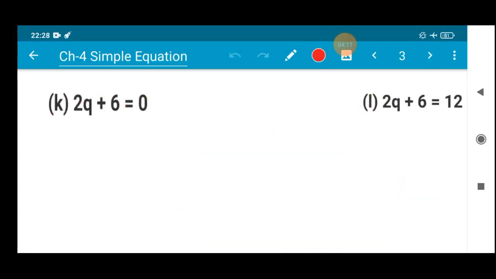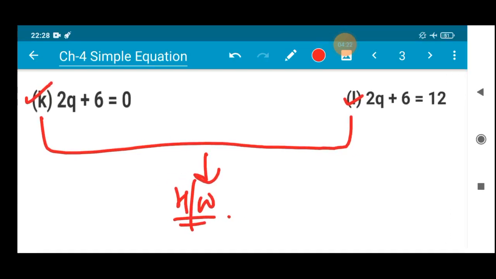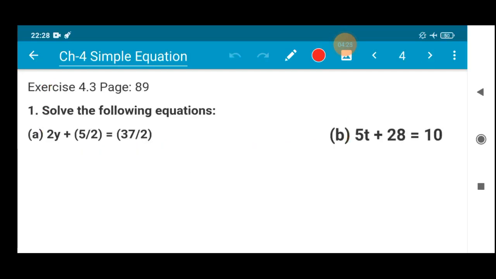Okay, now number K and L, I request you all to do it yourself. This will be your home assignment, a practice work, very similar to the one which we have done in the previous one, right? Okay students, so now we are over with exercise 4.2 question number 4, and after that we will be proceeding to the new exercise. We will be touching a few questions from this exercise also.